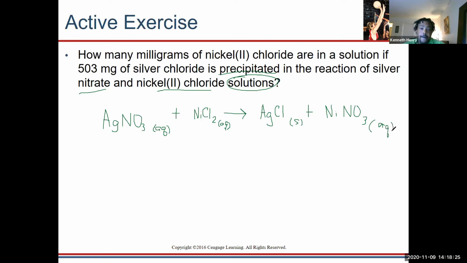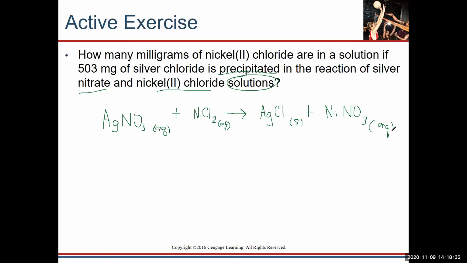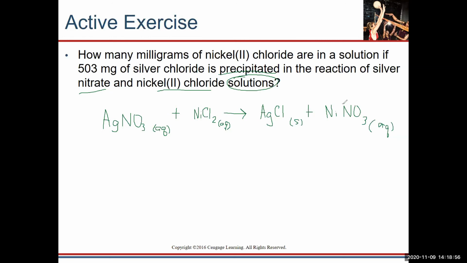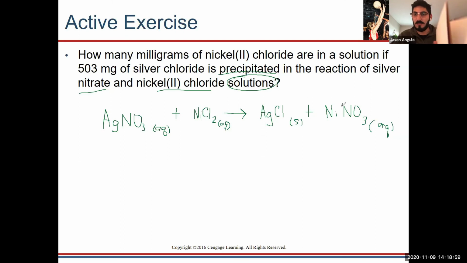Okay, now, Kevin, been kind of quiet. Is it balanced? No. So what do I need to do to balance it? Oh, and by the way, is this nickel nitrate formula correct? I'm guessing no, since you pointed it out. I think nitrate's a -1 charge, so you would need 2 of them. I would need 2 of those, that's right.